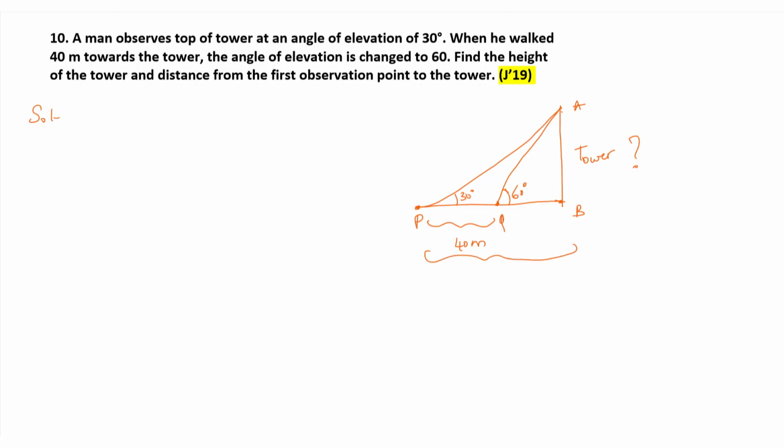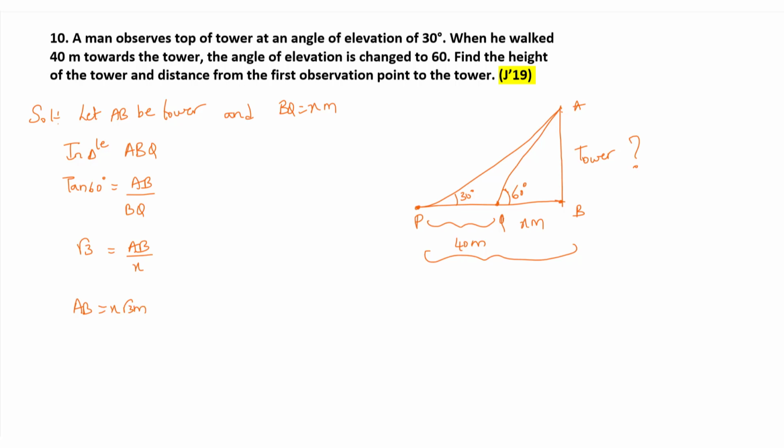Solution. Let AB be the tower and BQ equal to some x meters. So let's assume that BQ is x meters. So in triangle ABQ, tan 60 is equal to opposite by adjacent. What is adjacent here? BQ. Tan 60 value is root 3 and AB we don't know, whereas BQ also we don't know. We took it as x. So AB is x root 3 meter.